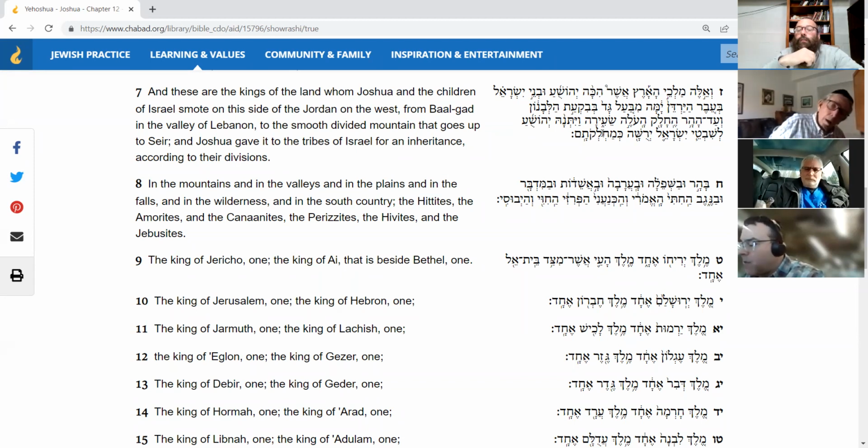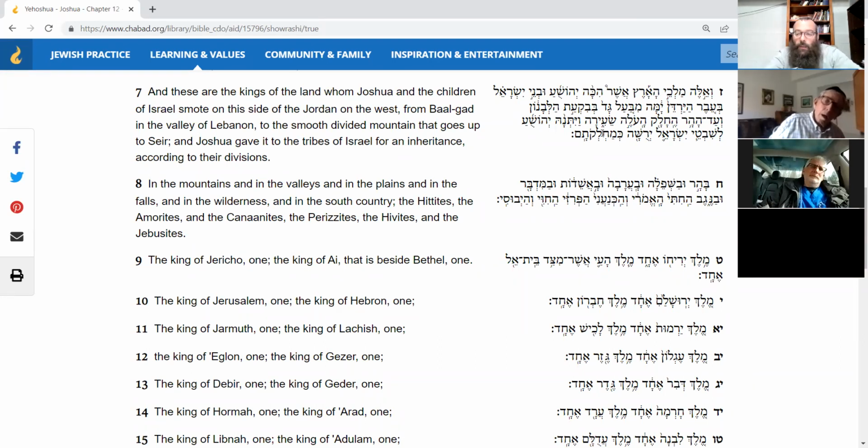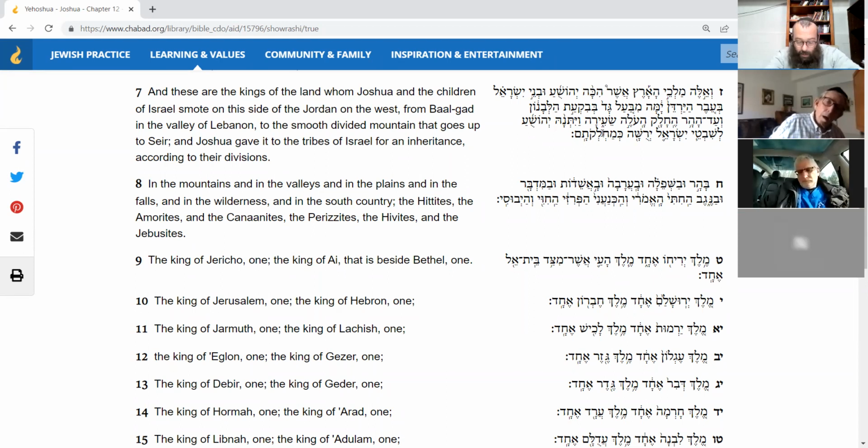Mibal Gad, from the plains of Gad, and I'll try to point it out, or I think it is what he means to say perhaps in the map in a second, from the area of Gad, the Bikas Halavanoin, I'm not sure what that means, but in the valley of the Lebanon, Vad Hahara Chaluk, until this smooth divided mountain. We learned this in the commentaries. There was some kind of mountain, we learned it the other day, that he's referencing here that either had no trees or was a split mountain, some kind of interesting, unique mountain.